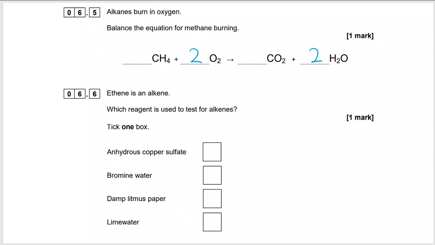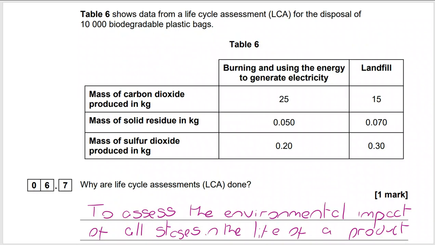And what reagent is used to test for alkenes? The correct answer here is bromine, and it will decolorize brown bromine water if an alkene is present. On to 6.7, why are life cycle assessments done? So we've got a lot of information here about life cycle assessments, but we do them to assess the environmental impact of all stages, from the manufacture to the packaging to the waste of going into landfill or recycling, all stages in the life of a product.